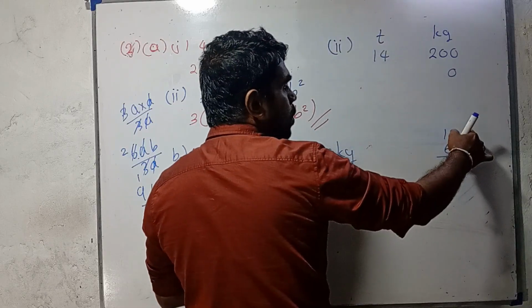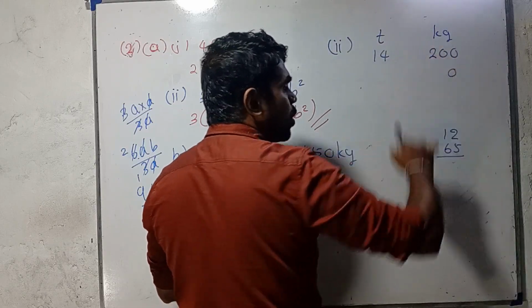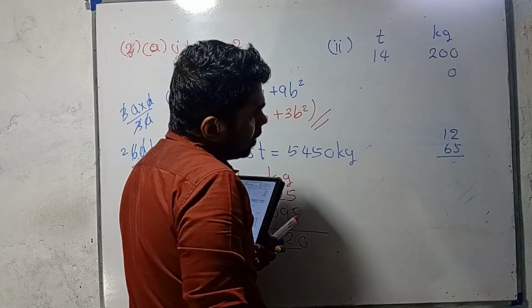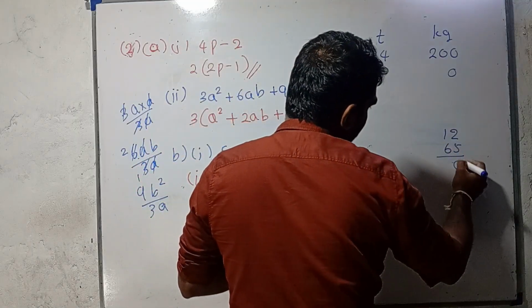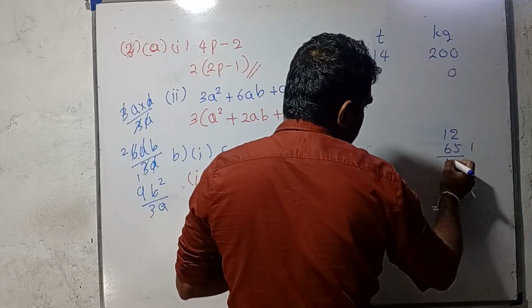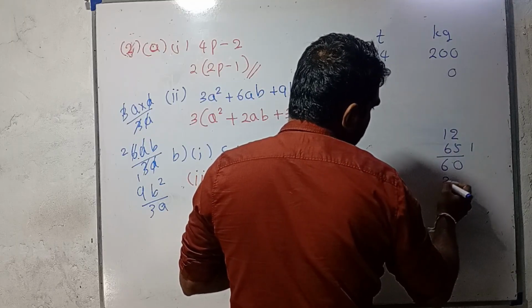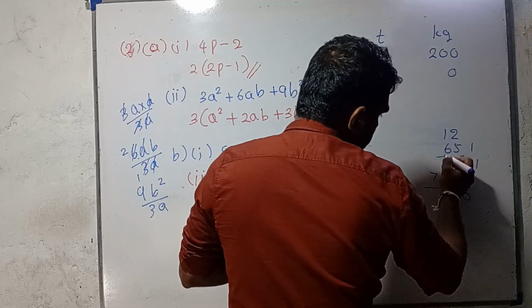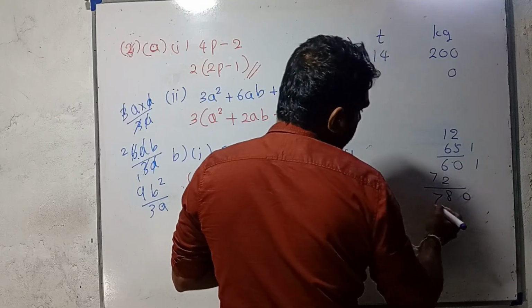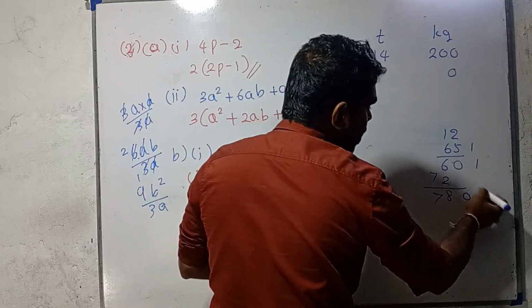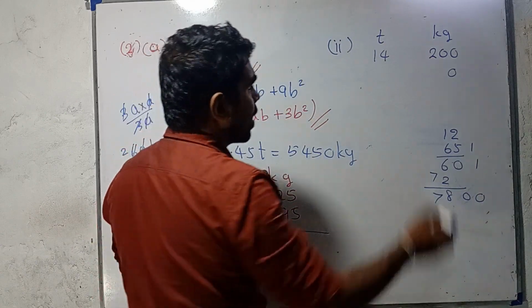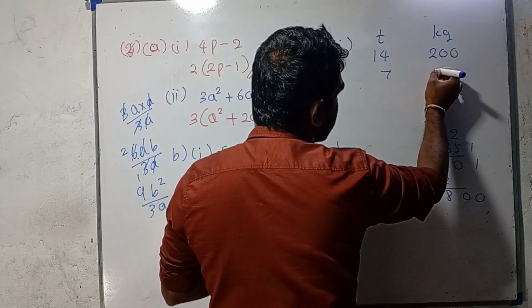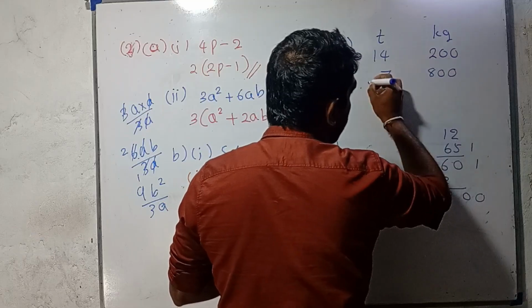We can put 0 of 120 at the end of the answer. Then 5 into 2, 10, 1 remaining. 5 into 1, 5 plus 1, 6. 2 into 6, 12, 1 remaining. 6 into 1, 6 plus 1, 7. 0, 8, 7. 780 means 7800 kilograms. We can write it as 7 metric tons and 800 kilograms.